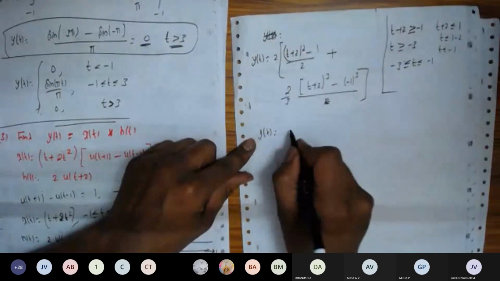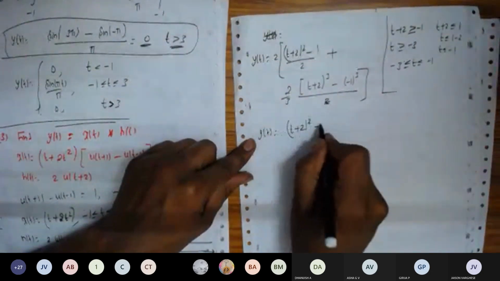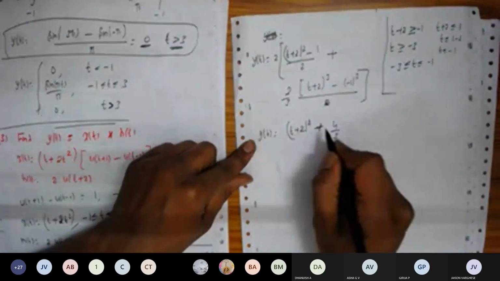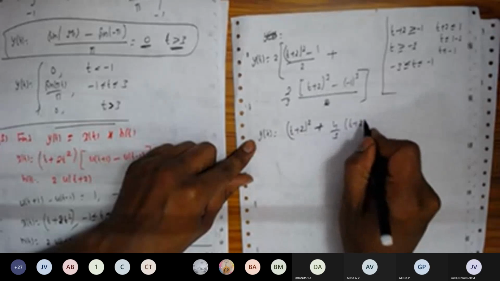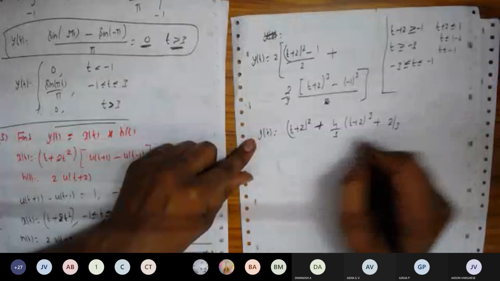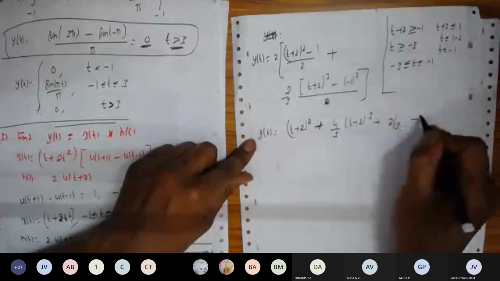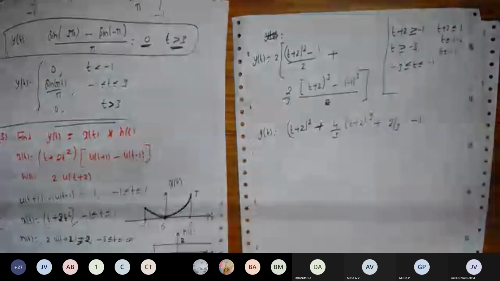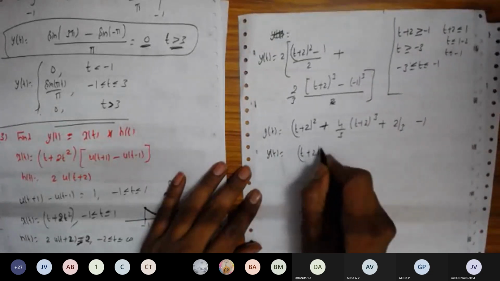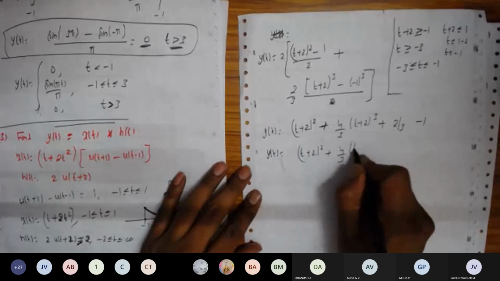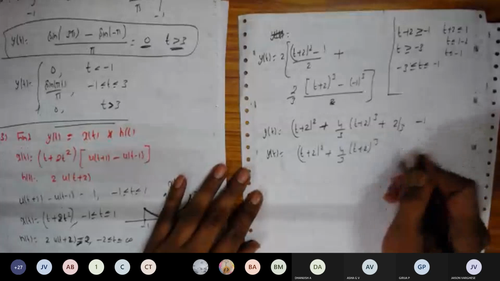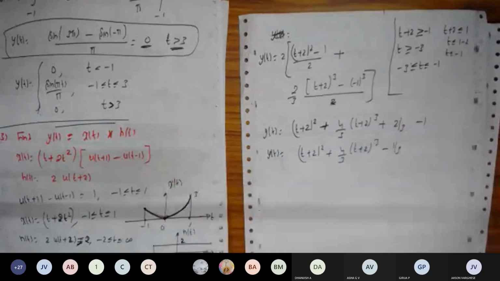So 2 will get cancelled here. So this will become (t plus 2) the whole square minus 1, and 2 into 2 will become plus 4 by 3 into (t plus 2) the whole cube. Minus into minus will become plus 1, so 2 by 3. Here minus 1 is there; I forgot the minus 1. Continue the simplification: y of t is equal to (t plus 2) the whole square plus 4 by 3 into (t plus 2) the whole cube. So 2 by 3 minus 1, taking 3 as LCM, is minus 1 by 3 here.